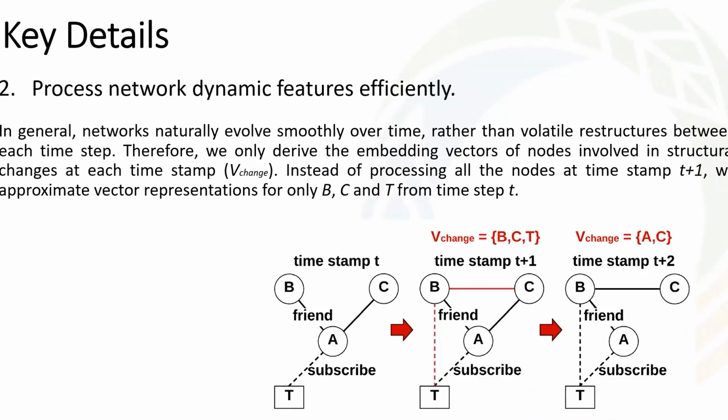The second key detail of the algorithm is that it processes the network dynamic features efficiently. In general, according to previous literature, a network usually evolves smoothly over time rather than reconstructing itself between each time step. Therefore, we only derive the embedding vectors of nodes involved in structure changes at each time step, instead of processing all the nodes at each time step. So this is the intuition behind the efficiency increase of the algorithm.